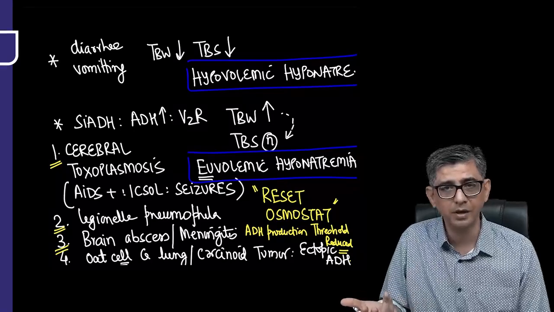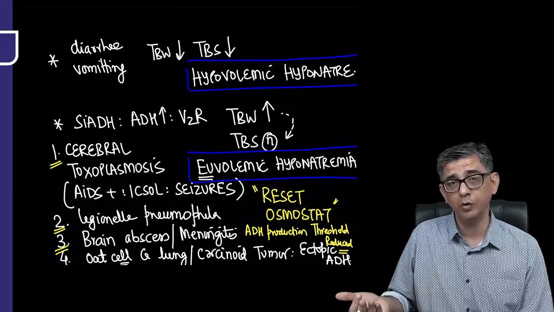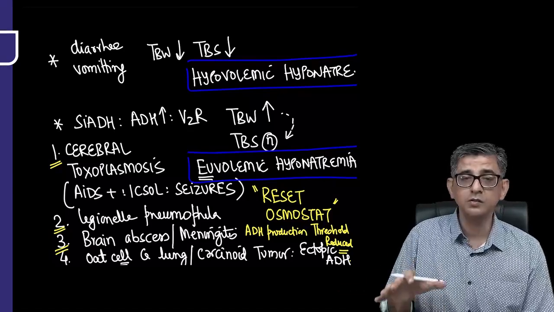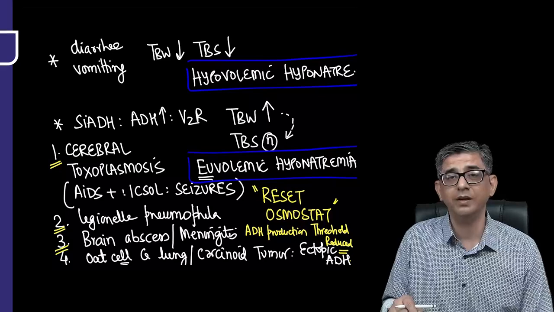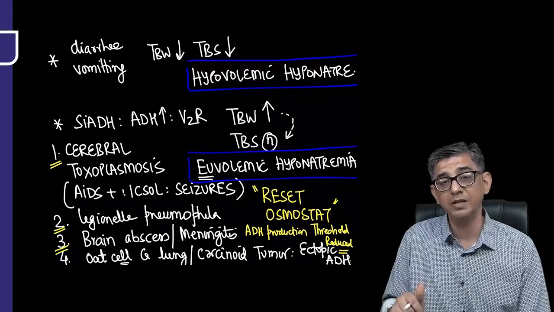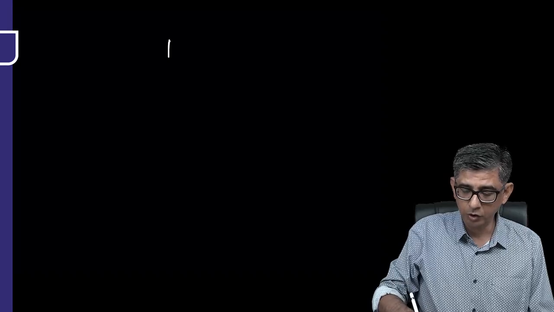It could be, instead of meningitis, encephalitis, brain abscess, and then even ectopic antidiuretic hormone production. These are causes for development of euvolemic hyponatremia, which does not mean that there is normal water in the body. It means that there is excessive water in the body. Now for the next subset of causes of hyponatremia, I'll give you a shorter description.